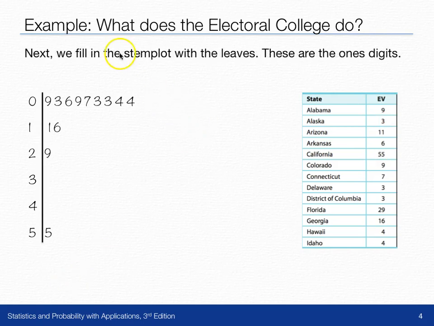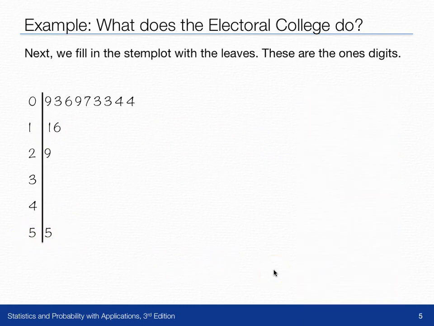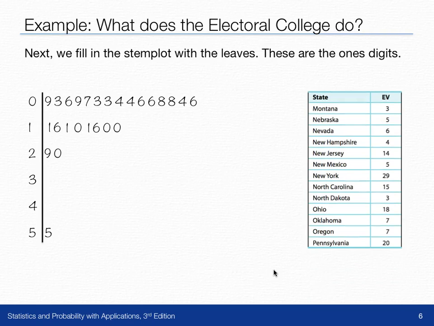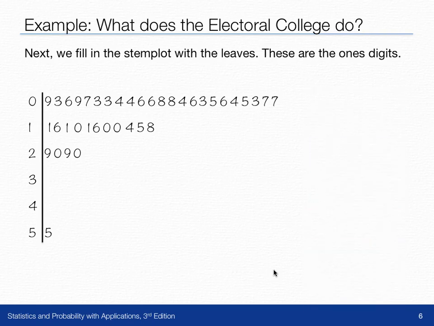And so we're going to fill it in with the leaves, these being the ones digits. So there are several from this list that have 0 tens and 9 ones like Alabama, and 0 tens and 3 ones like Alaska. There's some that have 1 ten like Arizona, that has 1 ten and 1 one. And then there's California that has 5 tens and 5 ones. We're just going to keep doing this with the other columns of the table until we finish the table. It's kind of a lot of writing, but that's okay.